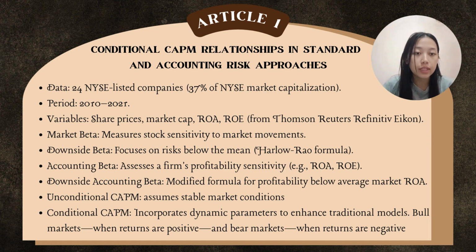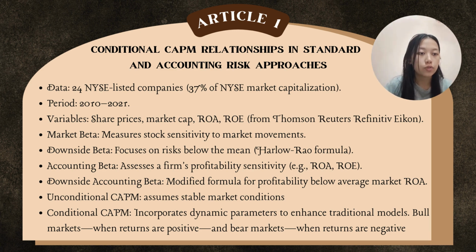To address the limitations of traditional CAPM, Article 1 also includes downside risk measures. Downside beta is calculated using lower partial moments, or LPM, which focuses on losses below a specified target, such as a required rate of return. This is particularly important for capturing investors' concerns about underperformance.